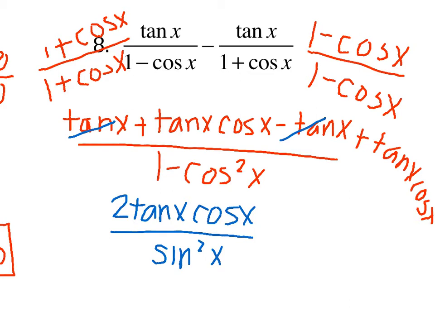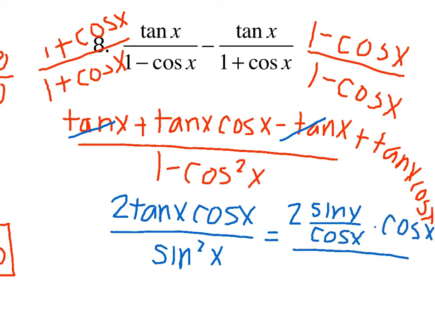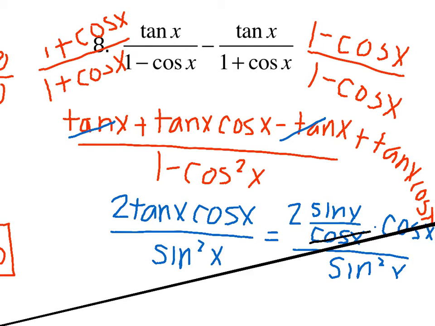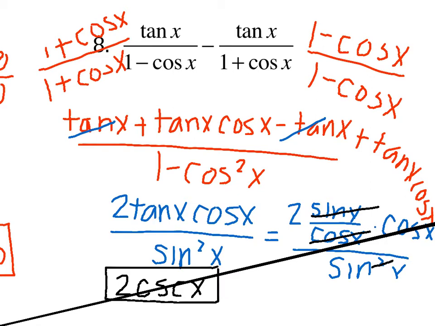I know this can't be my final answer, so I'm going to go ahead and change tangent to sine over cosine times cosine, and I notice that some stuff cancels out here. So now I can go ahead and cross out those cosines, and I'm left with 2 sine over sine squared. Now I know I can cancel out the sine and the squared, so I have 2 over sine, which is 2 cosecant. Remember that on this portion of the test, you will have all the identities with you, so you just need to know how to use them.